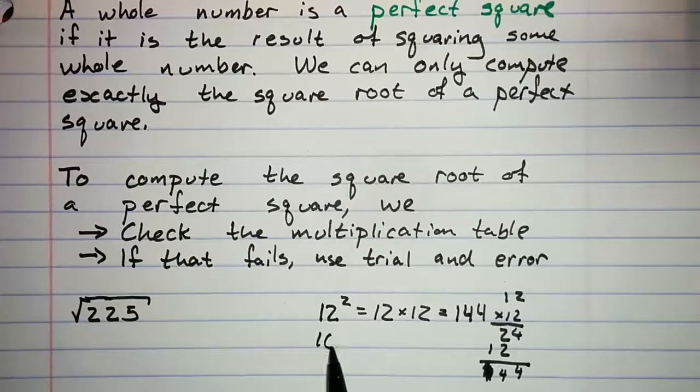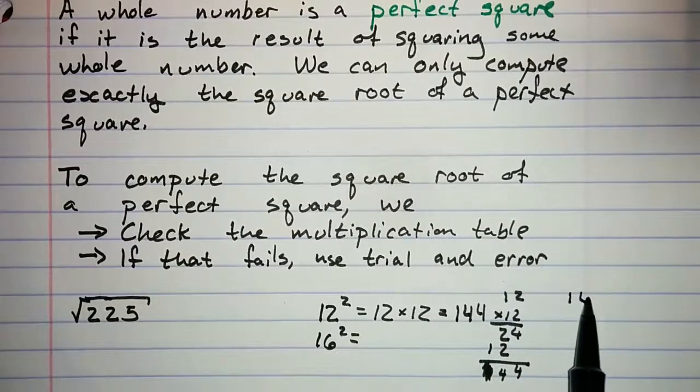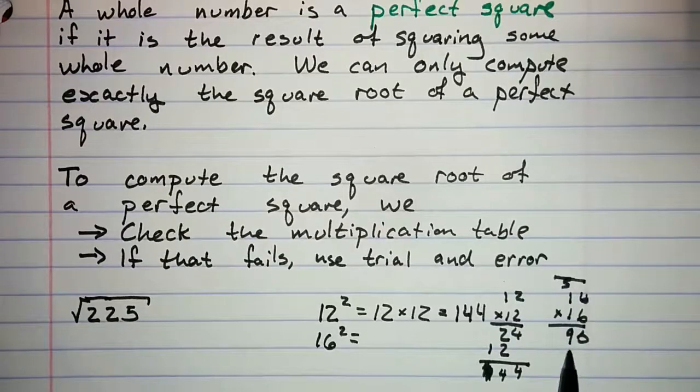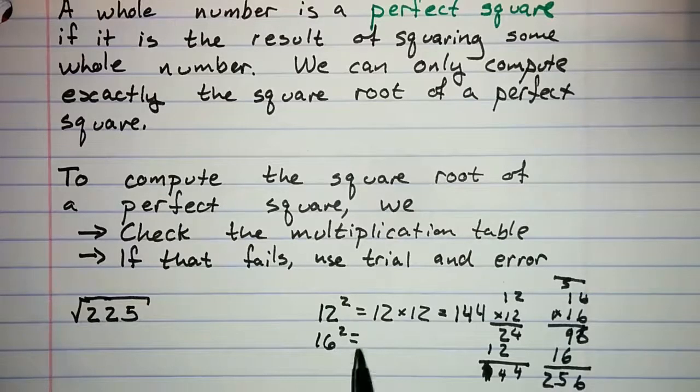What's 16 squared? 16 squared will be 16 times 16, of course. 6 times 6 is 36. 6 times 1 is 6, plus 3 is 9. 1 times 6 is 6. 1 times 1 is 1. Just 6. So 16 squared is 256. 16 is too big.